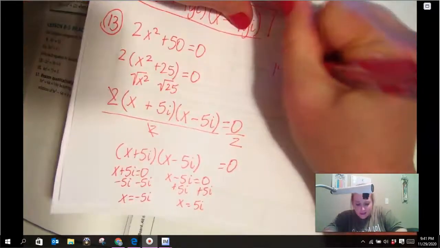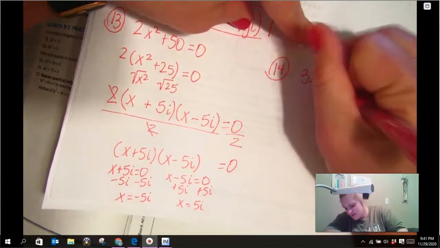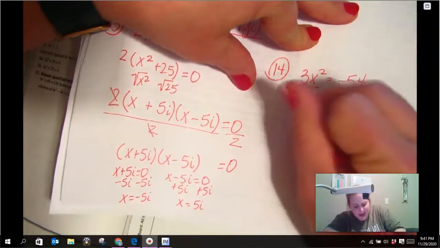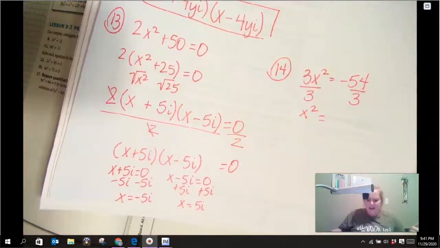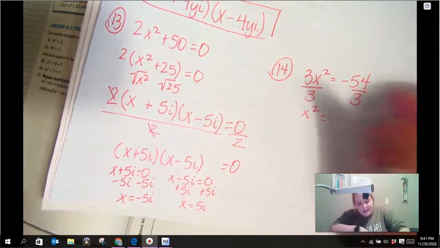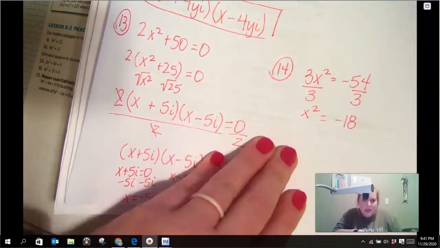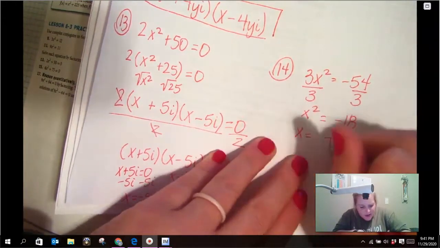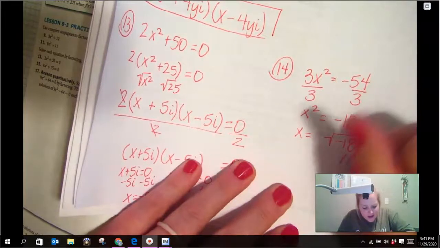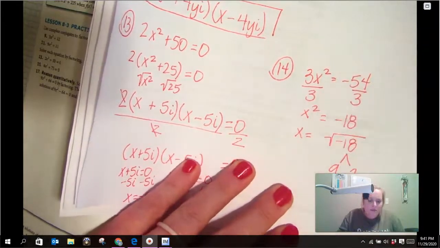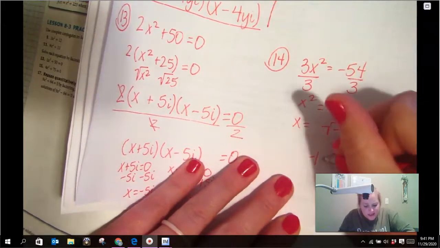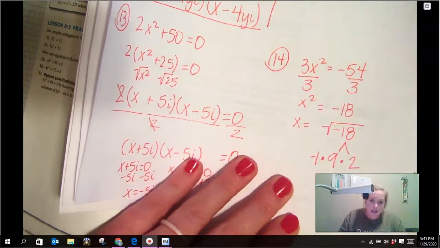And then number 14 was already halfway solved for us, so I'm just going to embrace that and divide by 3. So that's going to give me x squared equals, I think that's even. Let me do the math real quick. 54 divided by 3. Yeah, so that's going to be negative 18. So then I need to take the square root of negative 18. 18 is not perfect, but the factors 9 and 2 give you 18, and 9 is perfect. We also have that negative 1. So negative 1 times 9 times 2 gives you the negative 18.